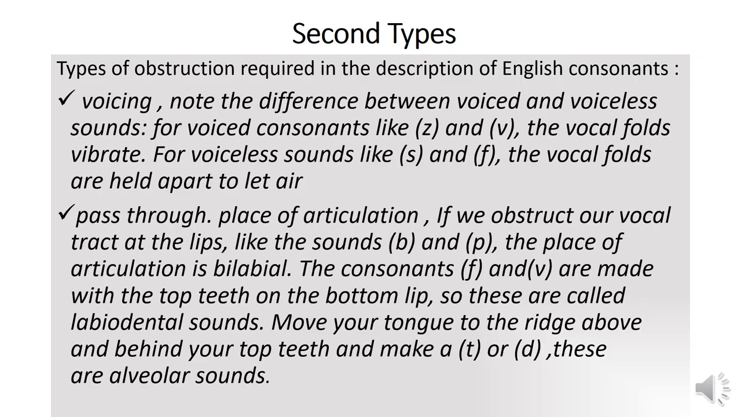Place of articulation. If we obstruct our vocal tract at the lips, like the sounds P and B, the place of articulation is bilabial. The consonants F and V are made with the top teeth on the bottom lip. So these are called labiodental sounds. Move your tongue to the ridge above and behind your top teeth and make a T or D. These are alveolar.